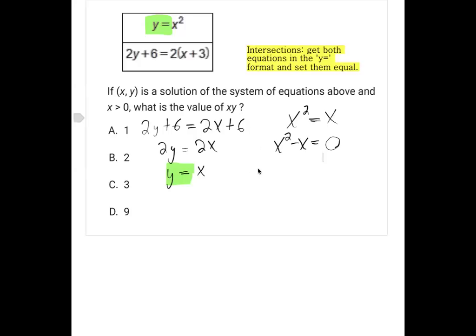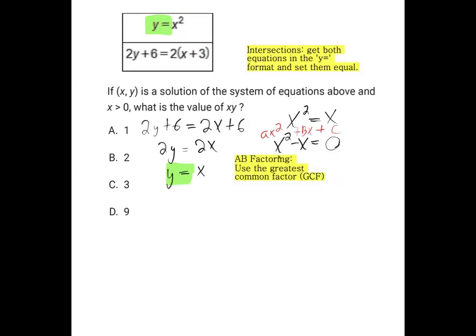And now we have a less common situation, but it does come up sometimes. It's called A-B factoring. And for A-B factoring, you want to use the GCF, the greatest common factor. Now, what do we mean by A-B? A quadratic's in the format of ax squared plus bx plus c. So the point is that because we have an x squared and an x, we have an a and b, but we don't have any c. So that's the A-B of A-B factoring.